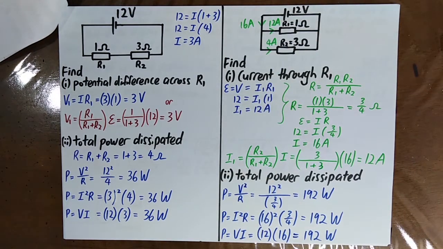So now you can find the total power dissipated. The total power dissipated can be found by using these three equations. Okay? But then, of course, you still find the equivalent resistance of the whole circuit.